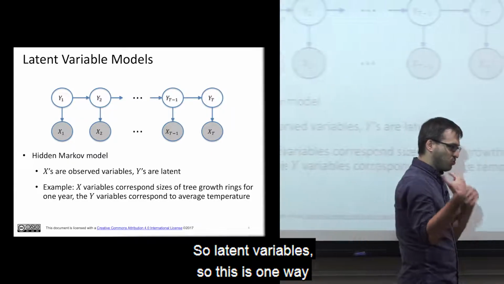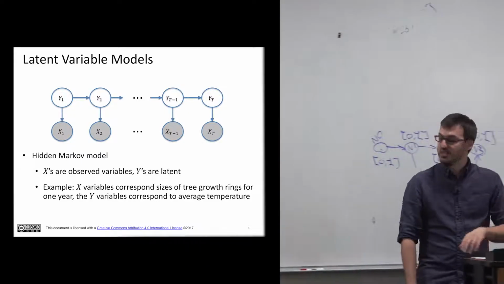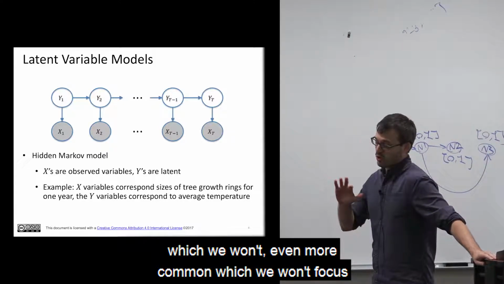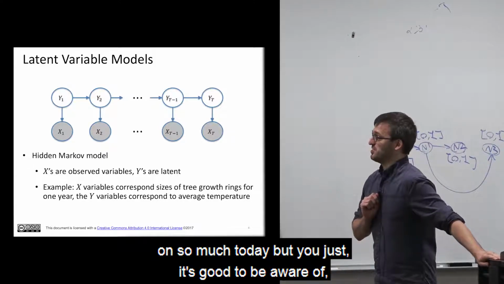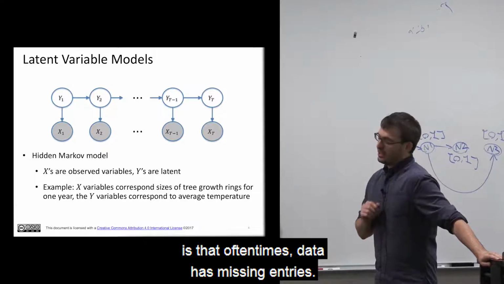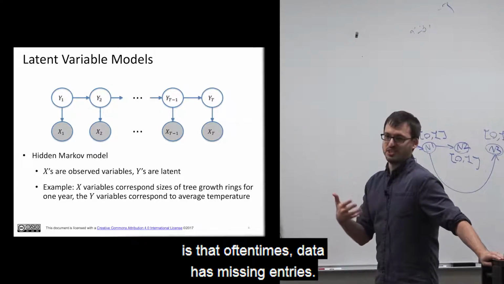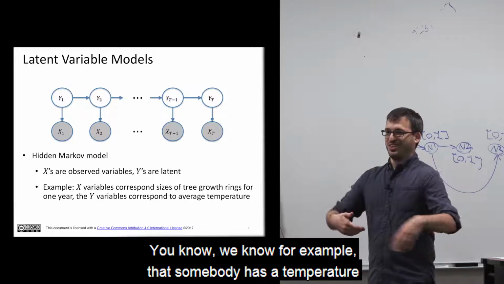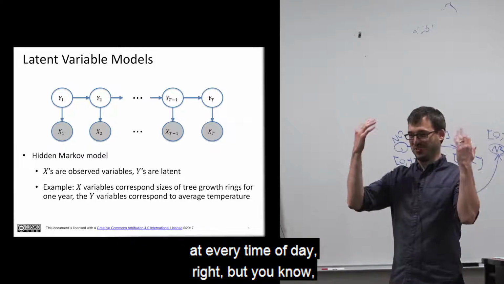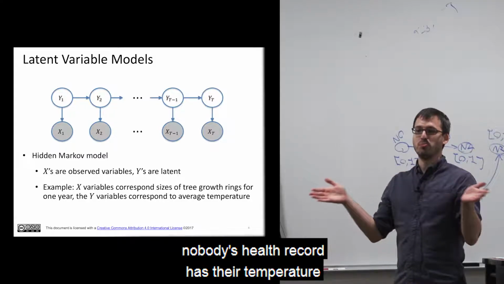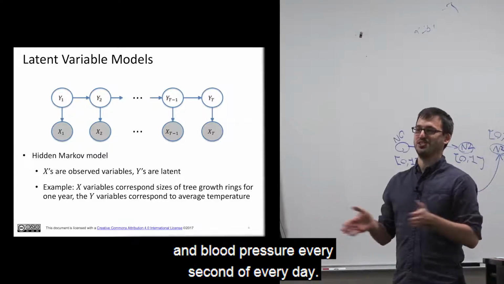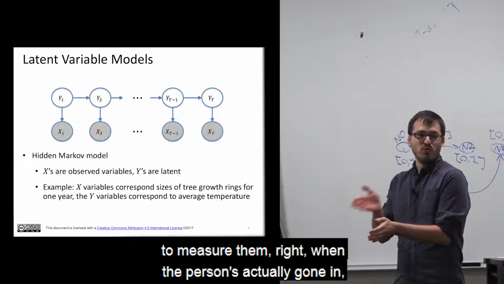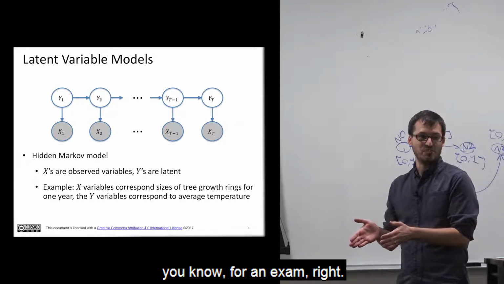So this is one way that latent variables come up in practice. Another way that they come up, which is actually more common, which we won't focus on so much today, but it's good to be aware of, is that oftentimes data has missing entries. A good example is health records. We know, for example, that somebody has a temperature at every time of day, but nobody's health record has their temperature and blood pressure every second of every day. We know those things exist, but we only get to measure them when the person has actually gone in for an exam.